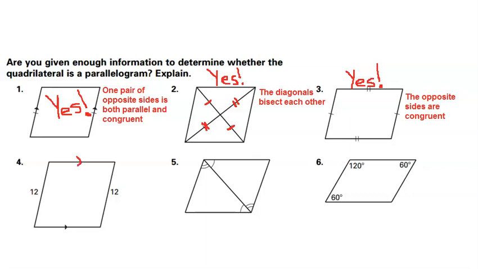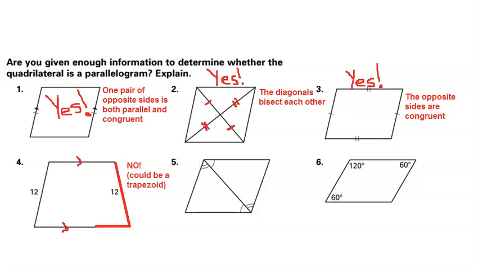Now number 4 is going to get a little bit weird because we have one pair of sides that are parallel, and then we have one pair of sides that are congruent. But that doesn't necessarily mean anything. I mean, yeah, it says this is 12, but what if it was 12 going the other way? Then would it be a parallelogram? No, at that point, it could be a trapezoid. So that is not enough information. And when it says explain, you could just say it could be a trapezoid. That would be fine with me. All right.